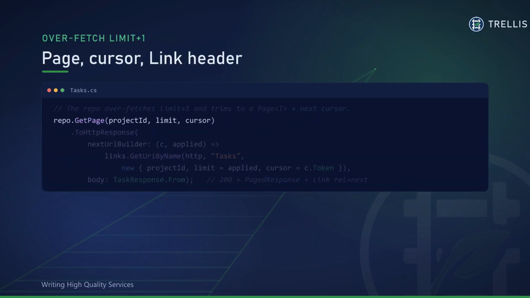And here's the endpoint. The repository overfetches. It asks for limit +1 rows, so it knows whether a next page exists, and Trellis's PageBuilder trims them into a page, encoding a cursor from the last row it kept. Then ToHttpResponse does the HTTP part. You hand it a next URL builder, how to turn a cursor into the next URL, and a body projector for each item. Trellis returns a 200 with the paged body and emits the RFC 8288 link header pointing at the next page. The client never computes an offset, it just follows the link.